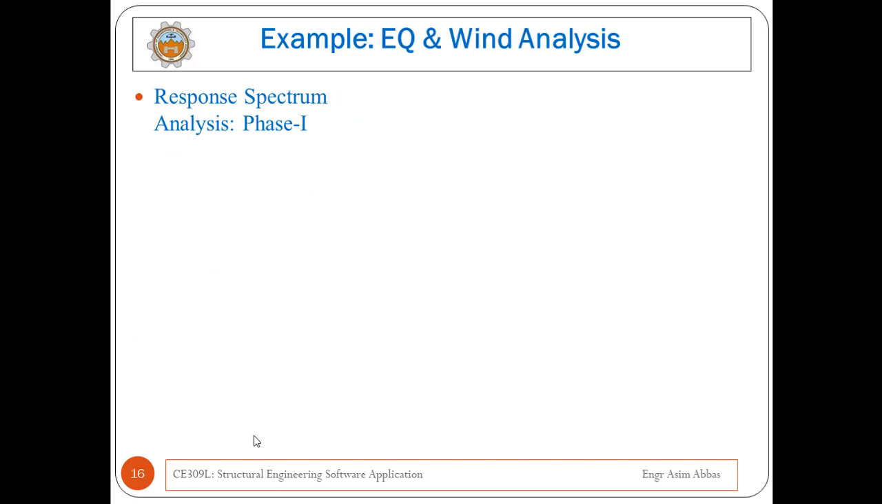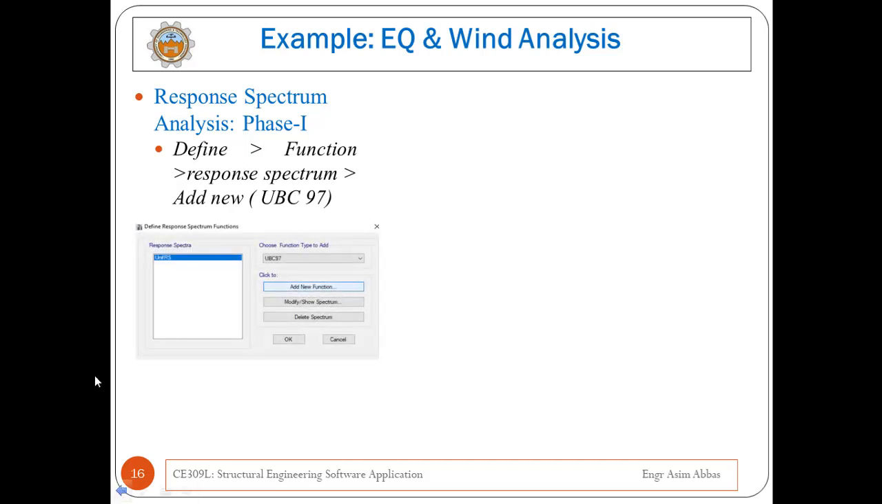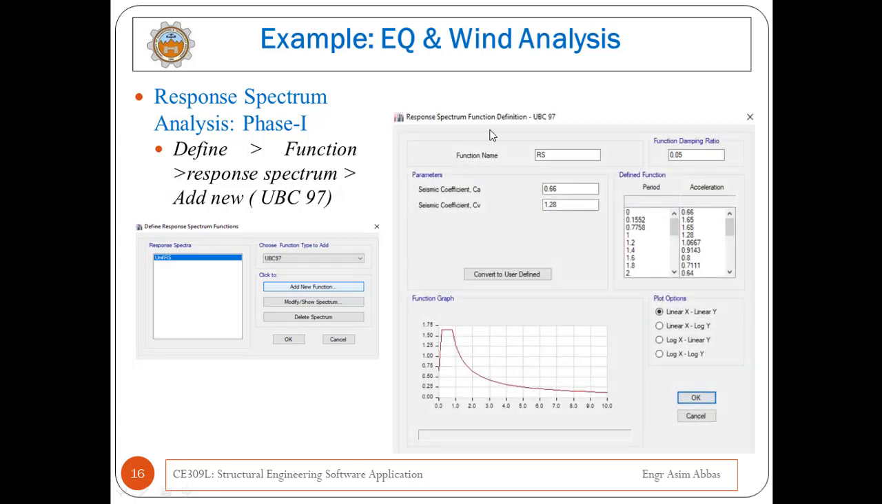In case of response spectrum analysis, again define a function for the response spectrum. For that, go to define, then function, then click on response spectrum. So this window will appear. From here, choose the code, that is UBC 97, then click on add new function. So this window will appear. From here, you can enter the seismic coefficients CA and CV values that depend on the seismic zone and soil type. When you enter the values, it will give you the response spectrum graph, and you can display your graph in different ways: linear x and linear y, linear x and log y, log x and linear y, and log x and log y.